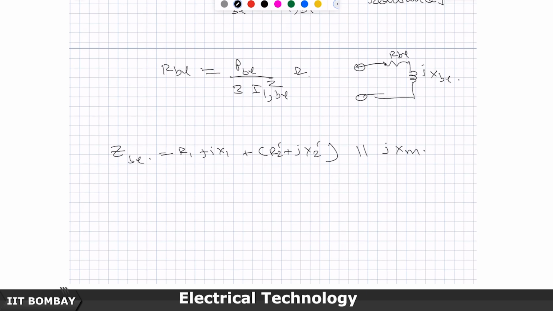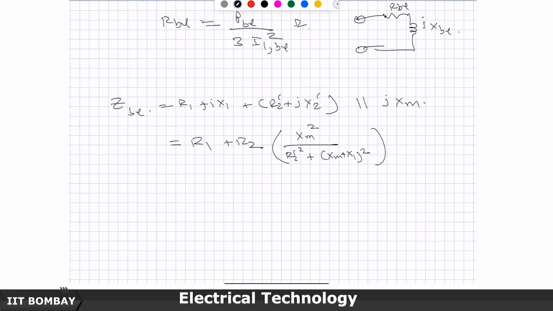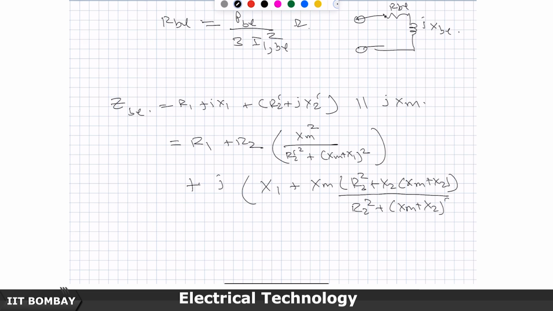and I am not going to do the complete detailed calculation. This part I am leaving to you, but you can show that this is nothing but R1 plus R2 dash Xm square divided by R2 dash square plus (Xm plus X2 dash) square, this is the net resistive part, plus j times of X1 plus Xm R2 dash square plus X2 dash Xm times (Xm plus X2 dash) divided by R2 dash square plus (Xm plus X2 dash) whole square.